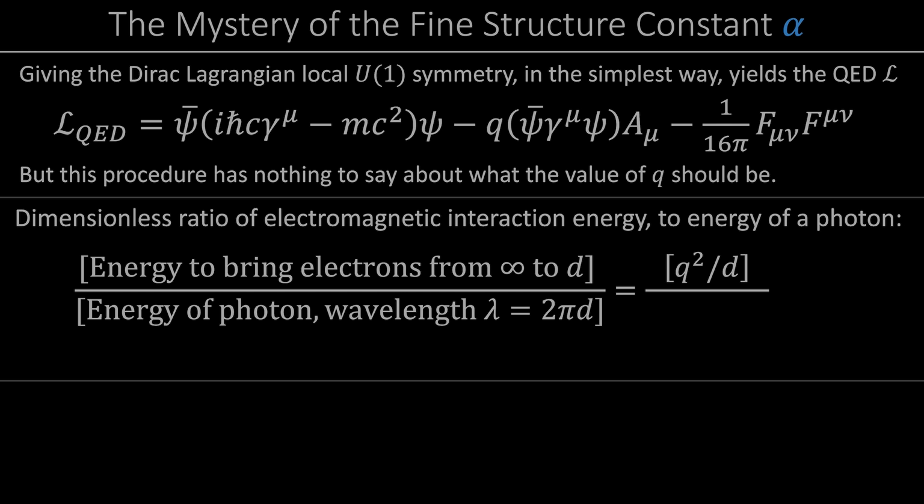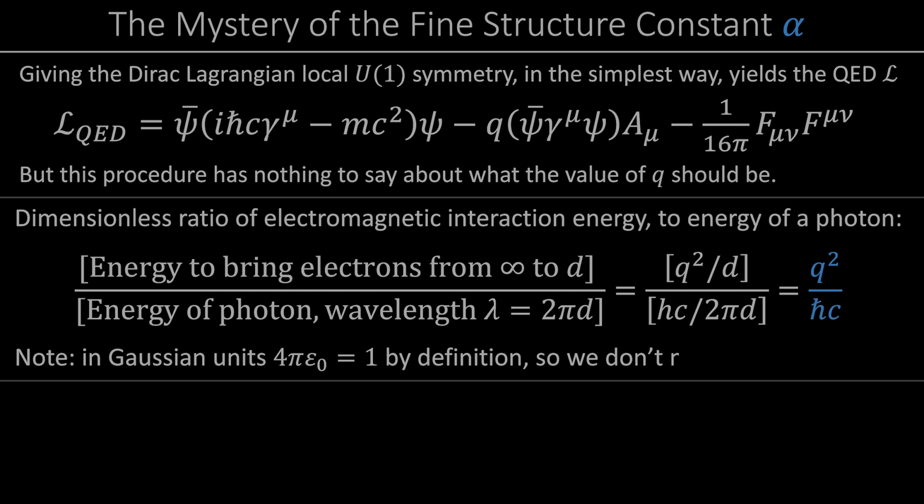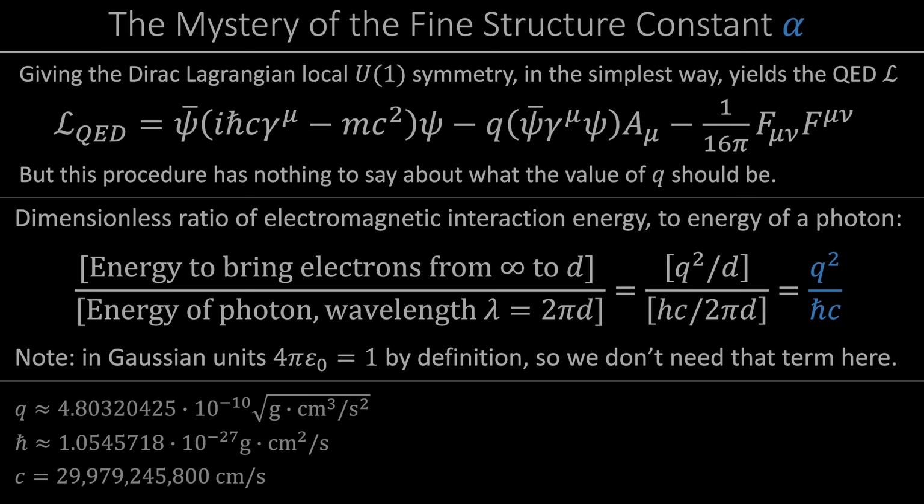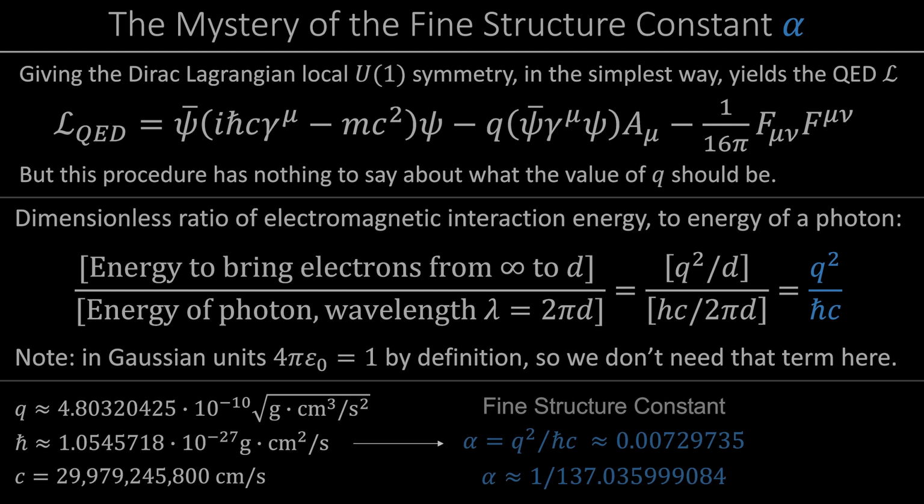Or in other words, the angular wavelength is the distance that we've brought the electrons together. And the energy of that, given by the Planck relation, is hc over lambda. And so when you simplify this, you end up with q squared over h bar c in Gaussian units. In SI units, you also have a 4 pi epsilon naught, but that's okay. Regardless of your system of units, when you calculate the value of that expression, you get a constant.